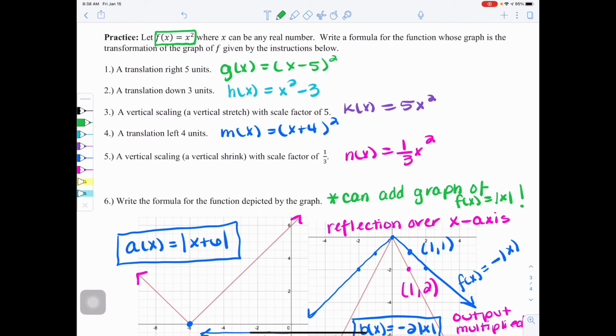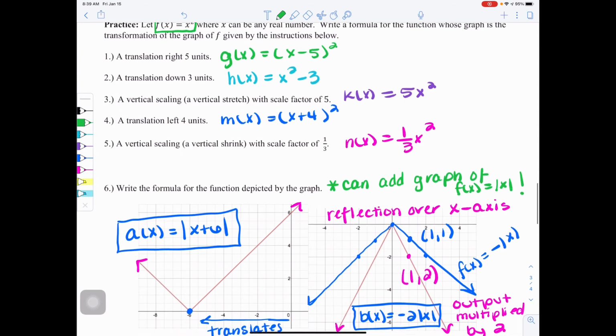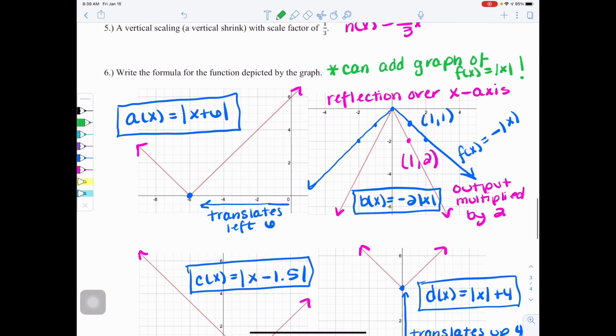For 5, you're doing a vertical scaling, so a vertical shrink with a scale factor of 1/3. Since it's vertical, I know I need to multiply on the outside, so it should be n of x equals 1/3 x squared.